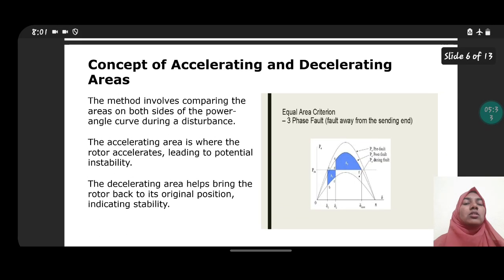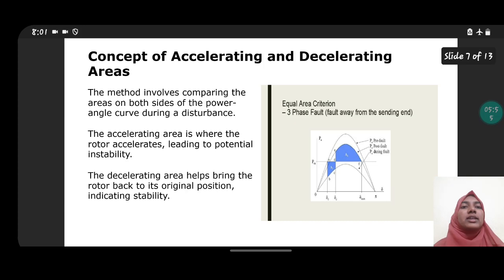So, the concept of accelerating and deaccelerating areas. As we have before declared what is accelerating and deaccelerating, let us know deep about accelerating and deaccelerating areas. The method involves comparing the areas on both sides of the power angle curve during disturbances.